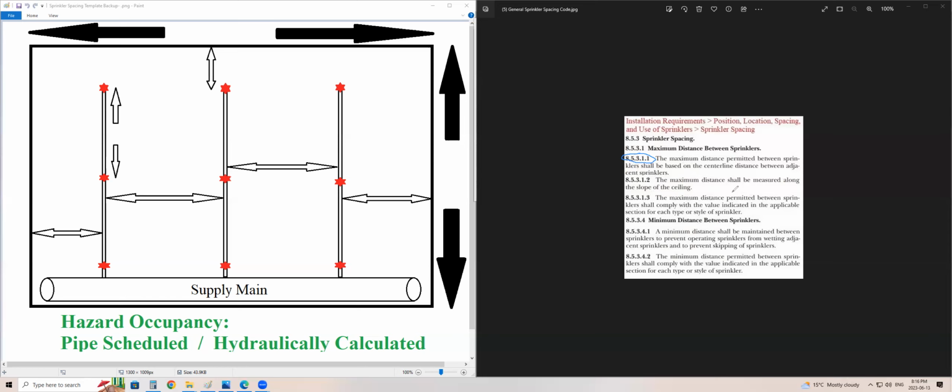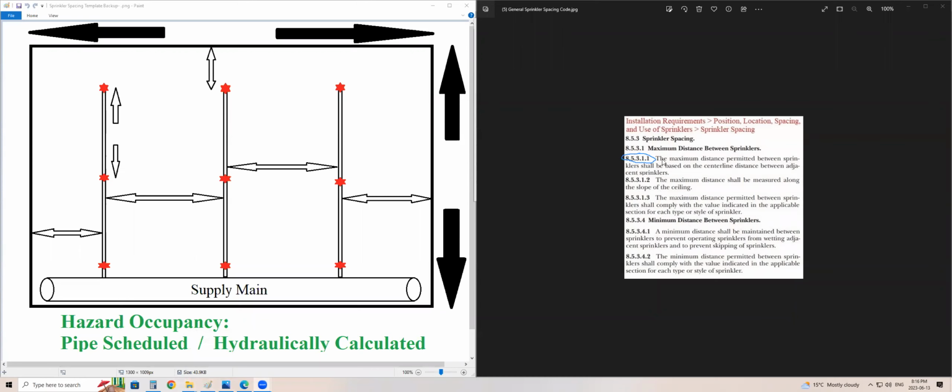Basically, what that means is each section is going to have its own set of code. So there will be its own max. It's basically saying the maximum distance permitted shall comply with the value for the applicable section. So if I am talking about standard spray upright sprinkler heads, this is telling you the maximum only applies to that section. The maximum in standard spray sprinklers of the code only applies to standard spray sprinklers. I don't know if I can just quickly find it. I think it's worth showing you.